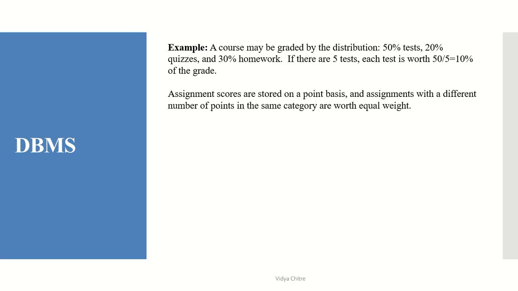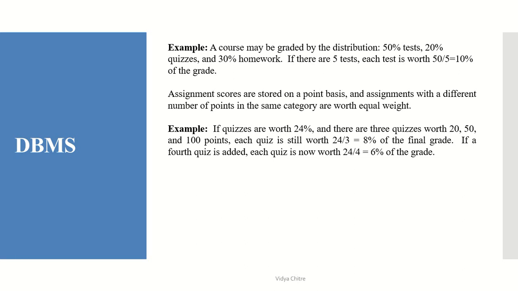Then assignment scores are stored on a point basis, and assignments with different numbers of points in the same category are worth equal weight. Suppose the quizzes carry 24% and there are 3 quizzes of 20, 50 and 100 points. Then each quiz will be 24 divided by 3, which is 8% of the final grade. If a 4th quiz is added, then each quiz is now 24 divided by 4, which is 6% of the grade.